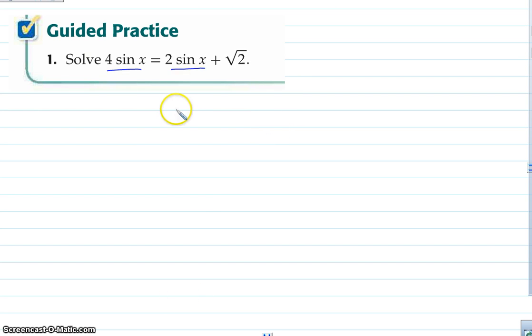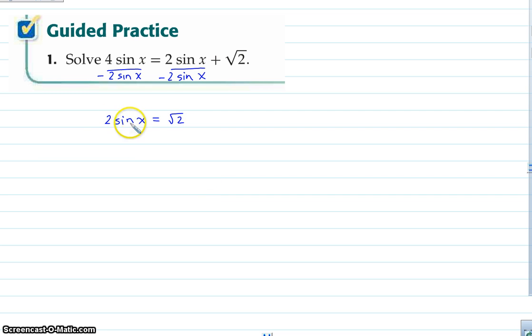Alright, if you've finished, here's how to get the solution. We're going to combine these two terms since they're alike. I'm going to subtract 2 sine x from both sides. 4 sine x's minus 2 sine x's, that's 2 sine x's, is equal to just the square root of 2.